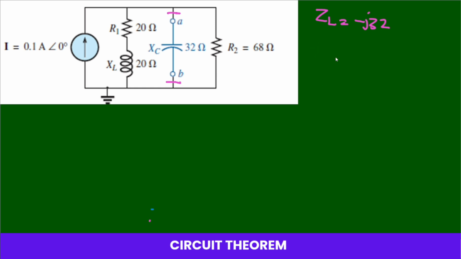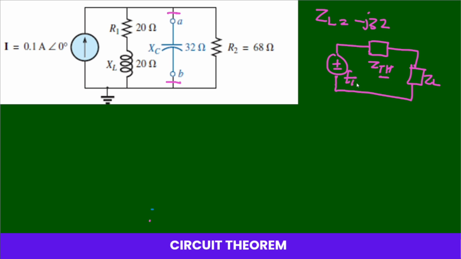And then we know that the Thevenin's equivalent is always a voltage source in series with the Thevenin's impedance, and then we have the load also in series, ZL. So here we are going to determine the value of ZTH and that of the Thevenin's voltage.